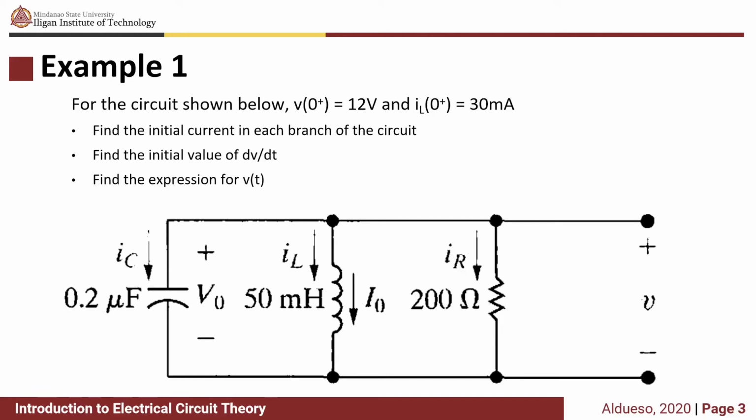So for example number 1, we are given the initial values. V0 of 0+ is equal to 12 volts and IL of 0+ is equal to 30 milliamperes. The first is find the initial current in each branch of the circuit. Next is find the initial value of dV over dt. And lastly, find the expression for V of t.